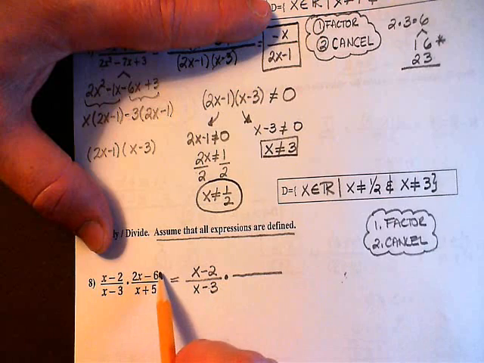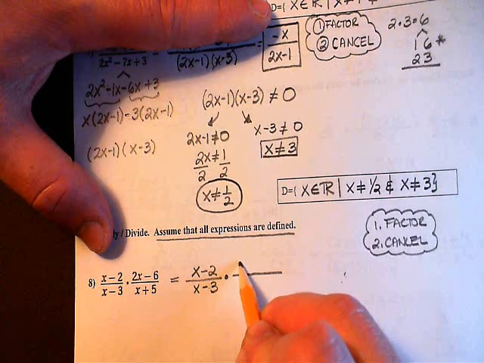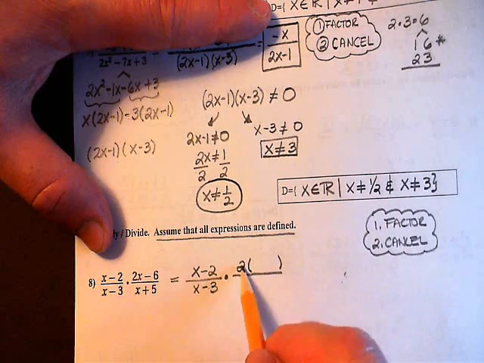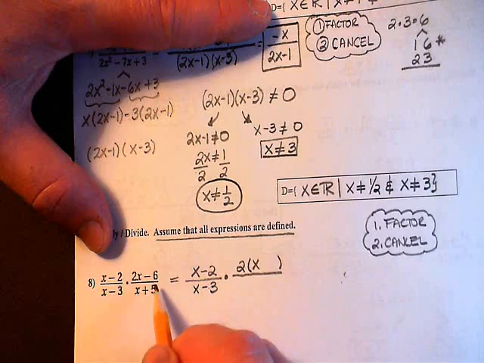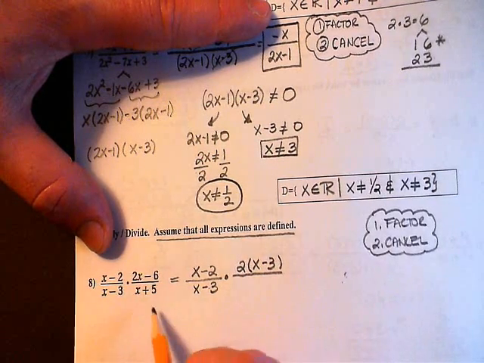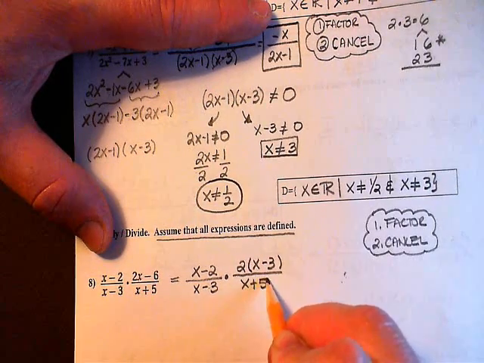The number on top is over here. Can I factor something? Yes. I can factor out a 2 from both terms. So go ahead and put a 2. And 2x divided by 2 is x. Negative 6 divided by 2 is a negative 3. And on the bottom, can I factor anything? The answer is no, so just copy.